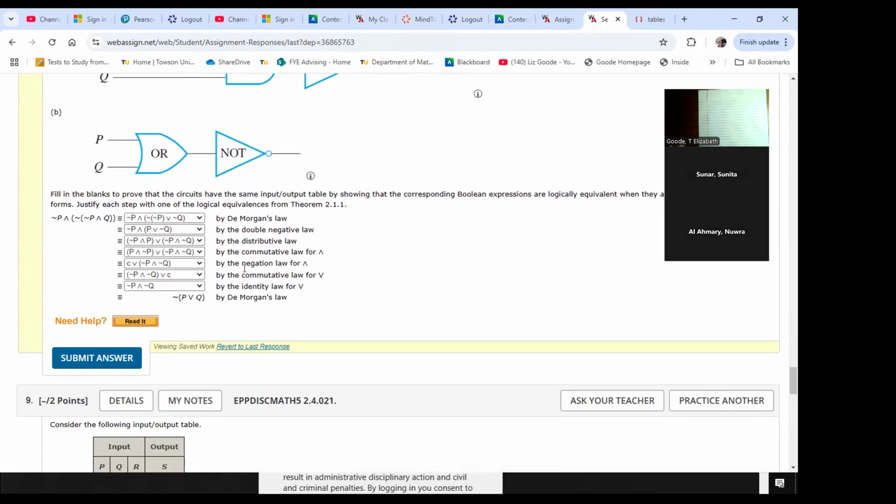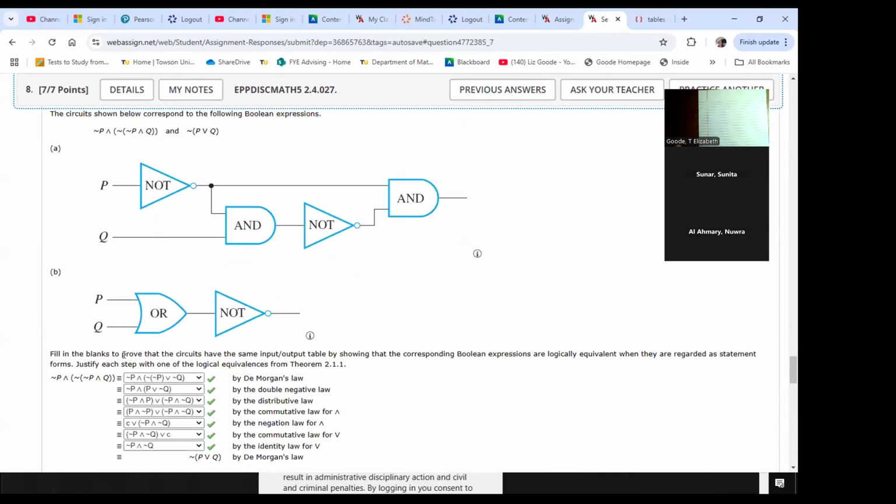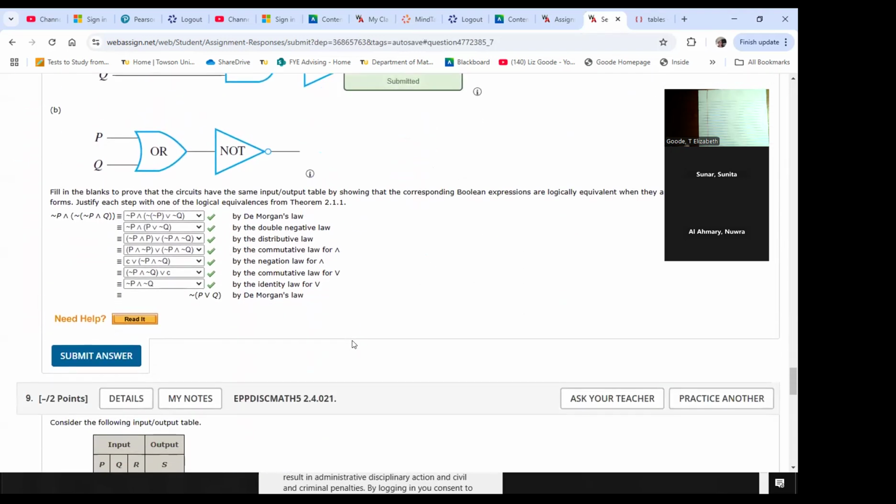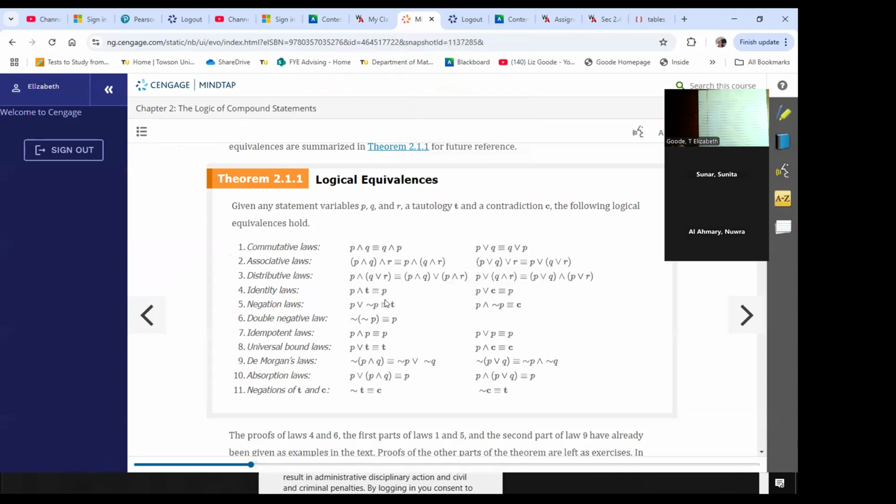So, let's see if we did this right. Okay, we did it right. Did that help? Yes, ma'am. Thank you. And I understand it's complicated, especially when you have to go back and forth between a couple of windows on your screen, but it is doable.